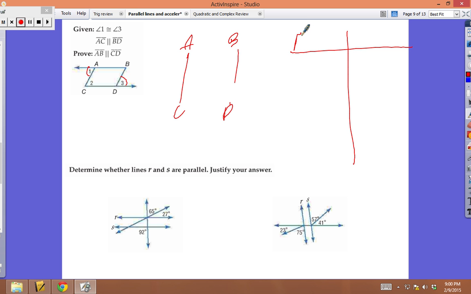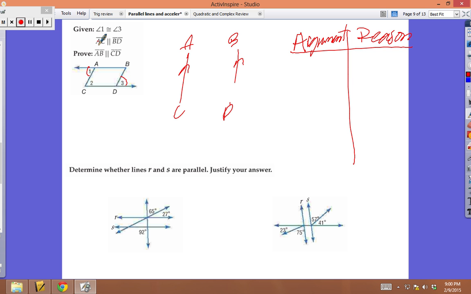These are my statements, my arguments. And this is my reason. Okay, AC and BD are parallel. And then they're telling me that angle 1 is the same as angle 3.